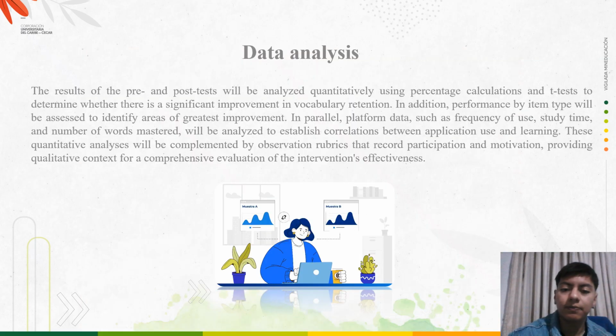Data analysis. Pretest and post-test results were compared using percentages and tests to identify significant vocabulary improvement. Results were also broken down by question type, app usage, time, frequency, and words learned. Quantitative data was supported by classroom observations for a well-rounded view of effectiveness.